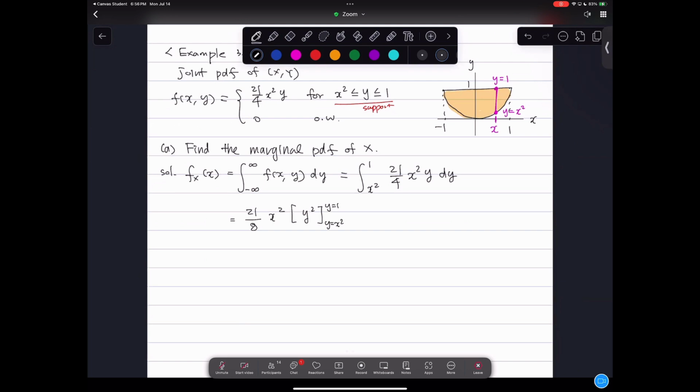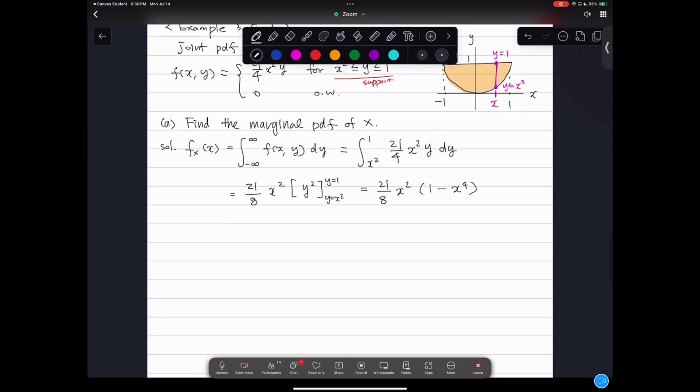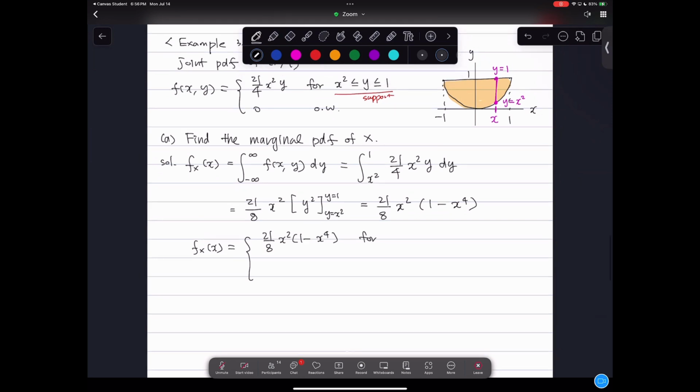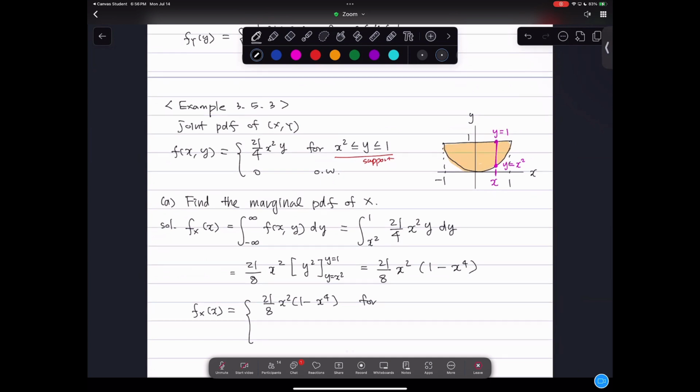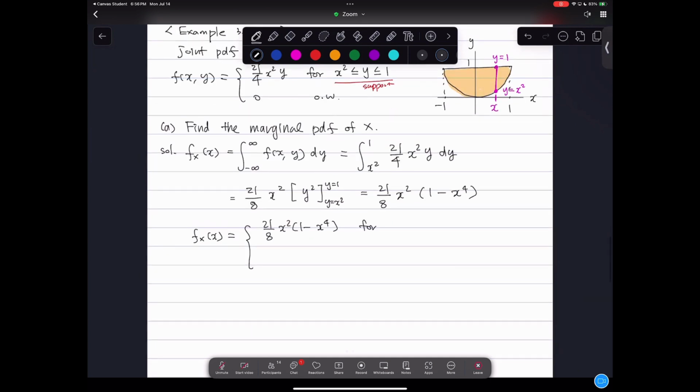All right, so finally I'm getting 21 over 8 x squared, then 1 minus x to the 4th. So finally I'm getting this. According to this, my marginal PDF must be 21 over 8 x squared, 1 minus x to the 4th, for x values from where to where? I can see right there, -1 to +1, and 0 otherwise.